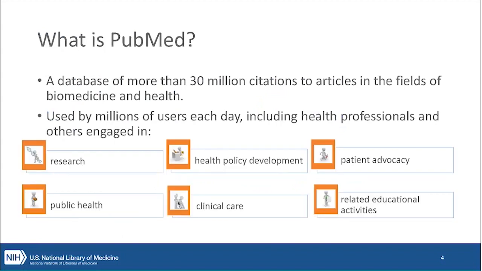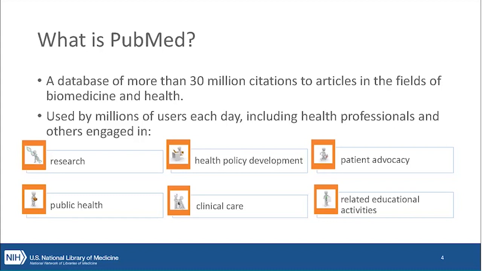PubMed is the National Library of Medicine's free, authoritative database of more than 30 million citations to articles in the fields of biomedicine and health, with a specific focus on collecting original scientific research. That was the answer to quiz question number 1. PubMed is a database of citations.